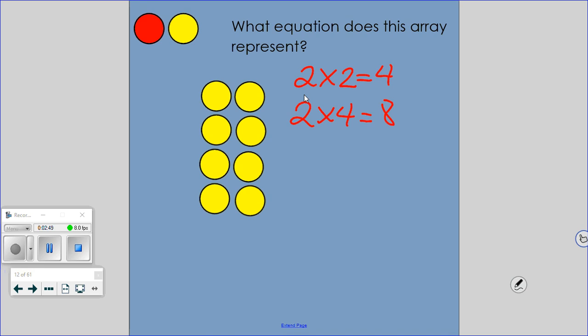Dorian, what else could he do? He could count his counters. 1, 2, 3, 4, 5, 6, 7, 8. I could skip count my counters because I'm super good at skip counting by 2s. Hunter, quit making a tower. 2, 4, 6, 8. That would work. 2 times 4 is 8. Yep.